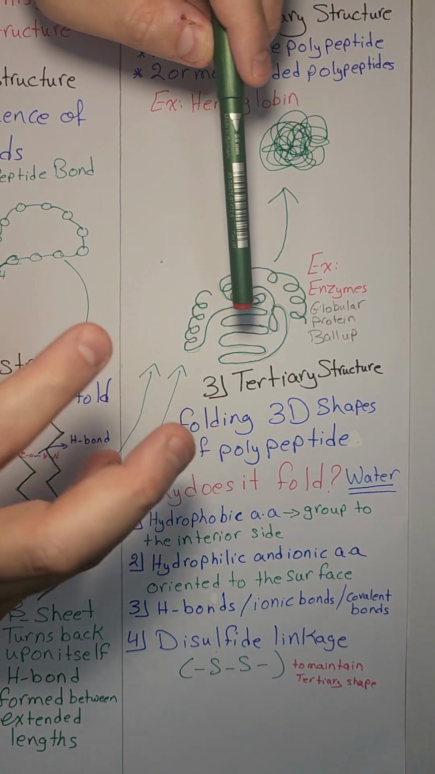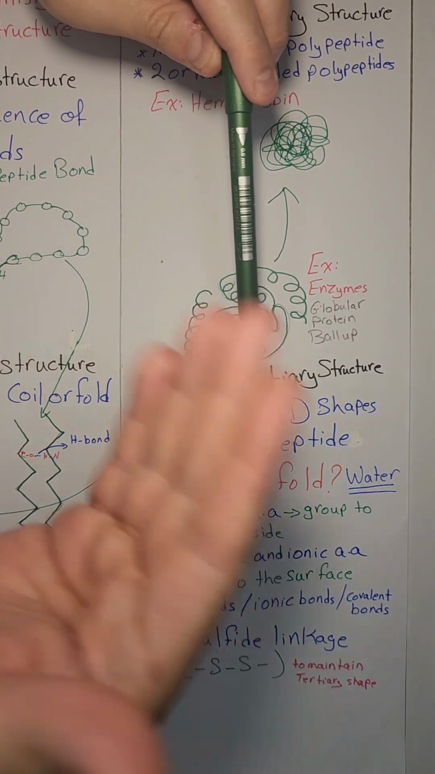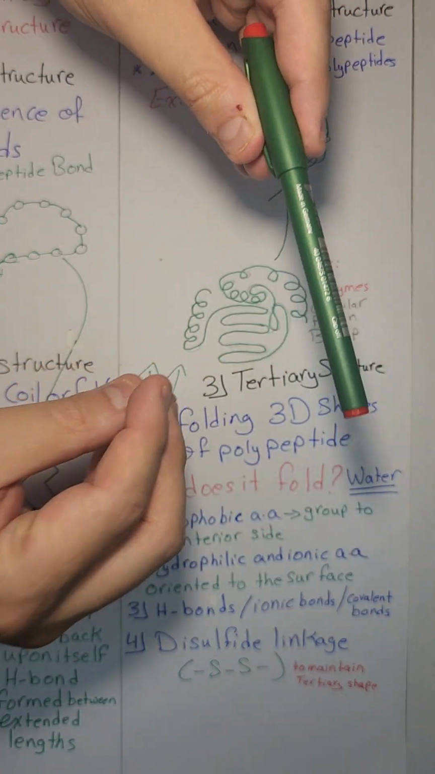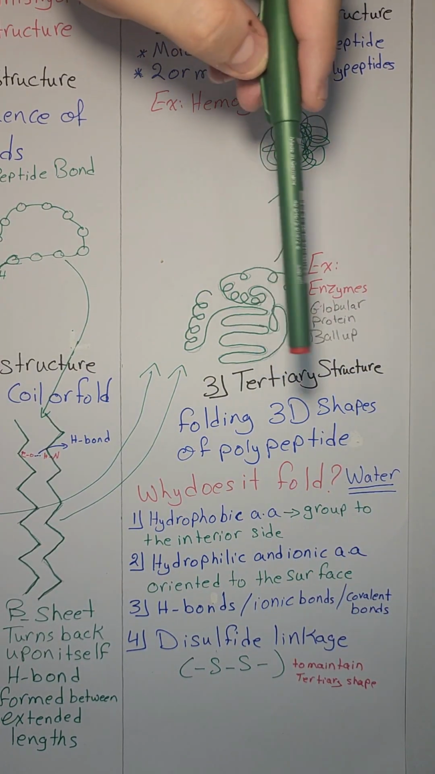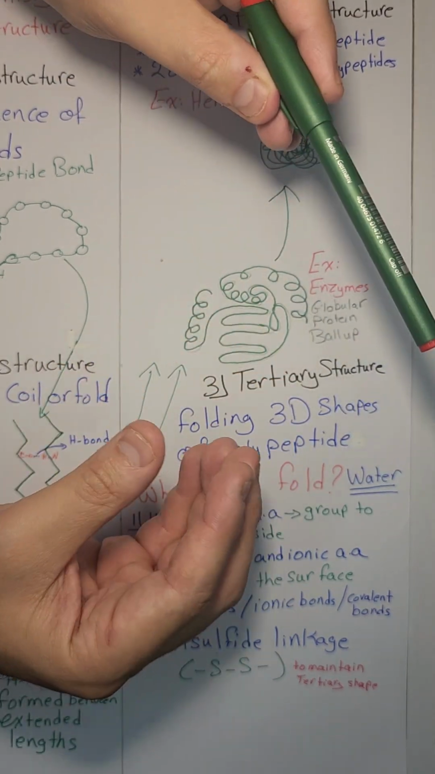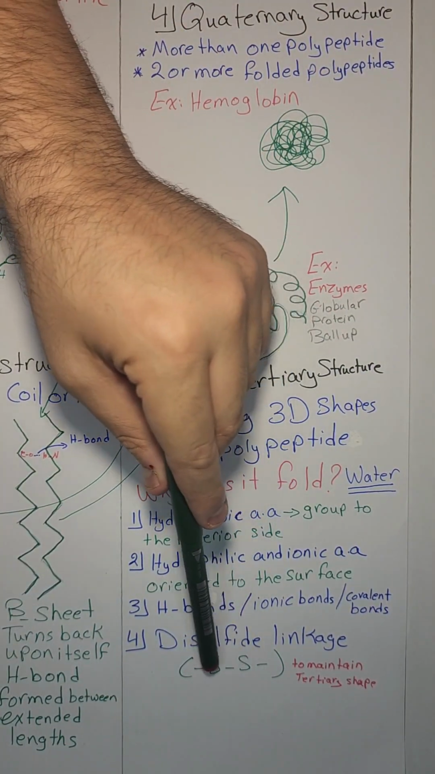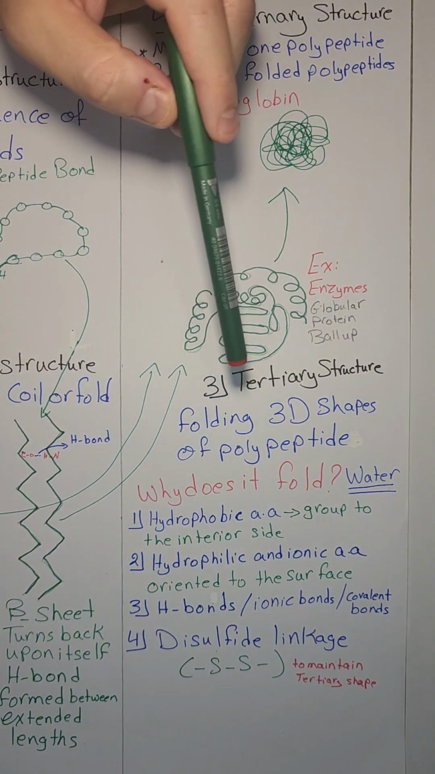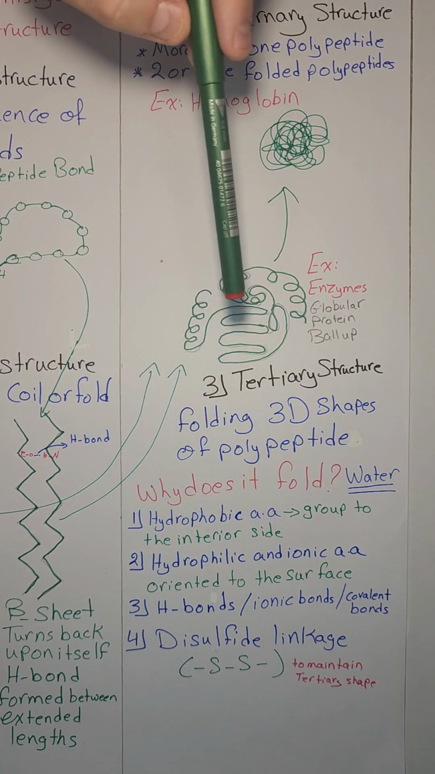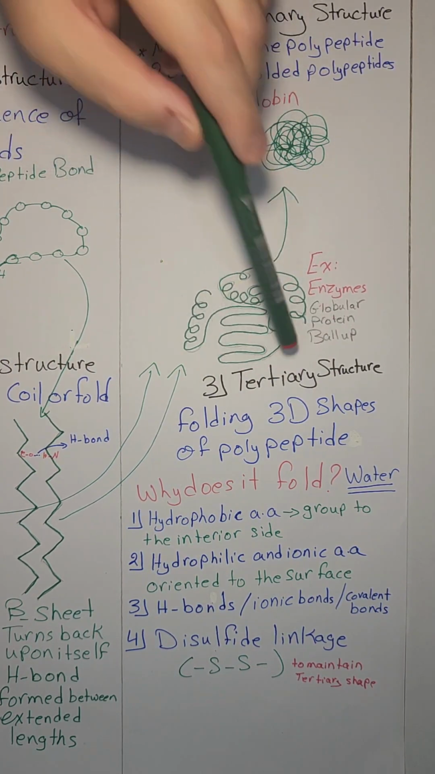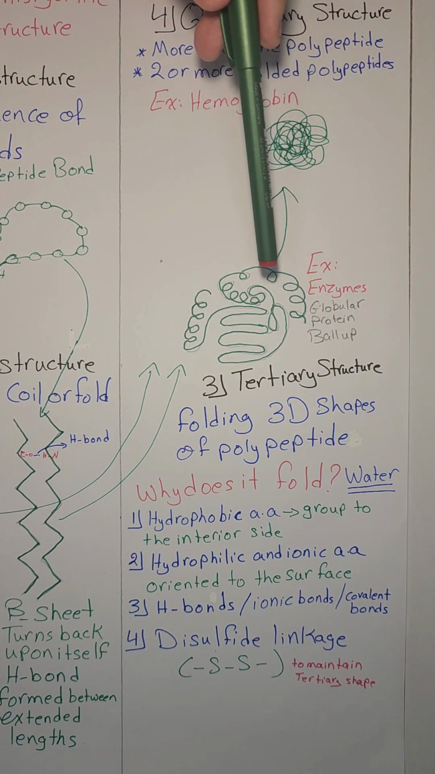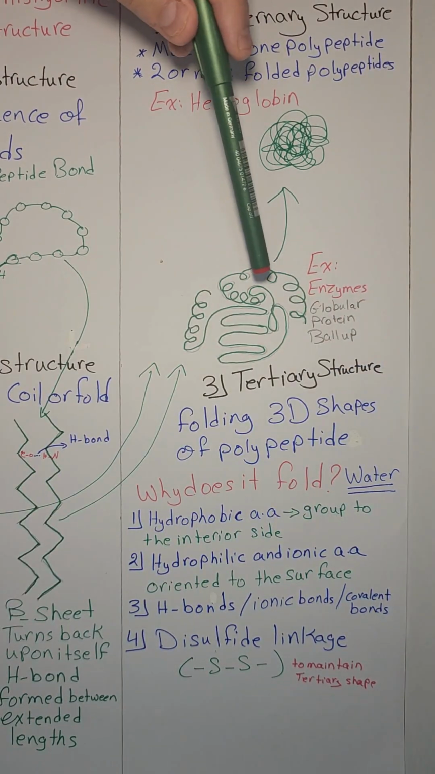Due to this extra folding, or the folding into a 3D shape, it's possible for 2 cysteines, do you remember the cysteine amino acids? They have the sulfide functional group. So it's possible that two cysteine amino acids come near to each other and create a disulfide linkage. So you would expect also to have a disulfide linkage in a tertiary structure, and this kind of bond is necessary to maintain the tertiary structure. One example of tertiary structures are the enzymes, the globular proteins that ball up into 3D shapes.